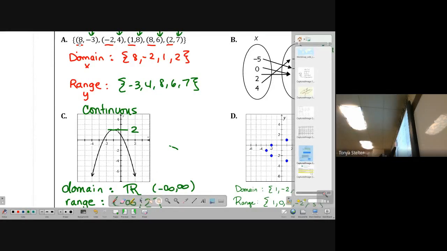This one is not a function because there are two 8s and they go to different y's. And this one, all these are coming off and pointing to, there's only one coming off of each x, so that would be a function.